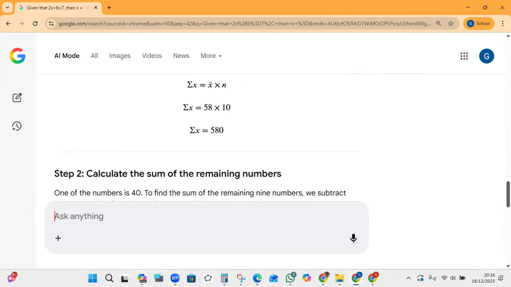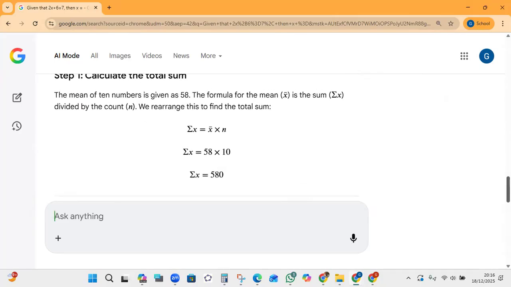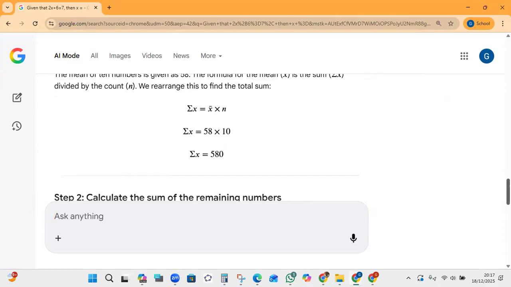It's like the reverse of calculating the mean. To get back the total, you multiply the mean by the number of values. So the number of values is 10 and the mean is 58. So the total must have been 580.